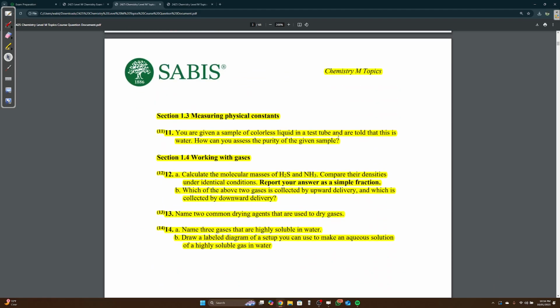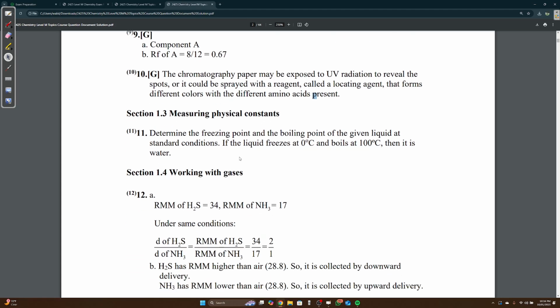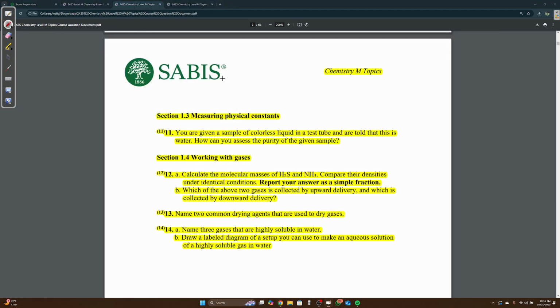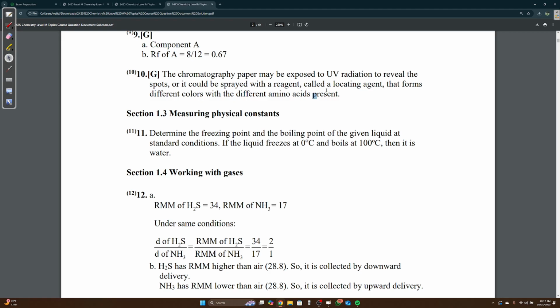Question 11. You're given a sample of a colorless liquid and told that this is water. How can you assess the purity of the given sample? I'm just going to show you the answer, okay? To show something is pure, a pure sample, it should have, for example, pure water is what? 0 degrees Celsius freezing and 100 degrees Celsius boiling, right? So you want to see the purity of it, check how close it is to the boiling point, freezing point.